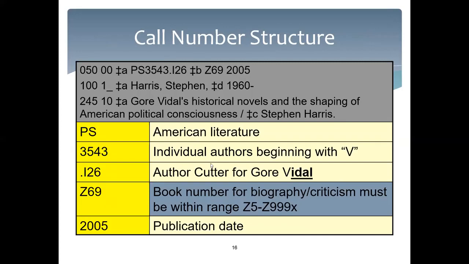So if it were a book that was written by him, that was a work of fiction, we would follow the PS 3543 point I26, and then we would cutter by whatever the title was, and then we'd add the date. If this is a book about him, or a book that is about one of his works, then we would want to give it a cutter so that it would sit near those things but not be part of it. So when we have general criticism, general biographies of authors, we usually put those in that Z category. So they'll sit kind of together there at the end.